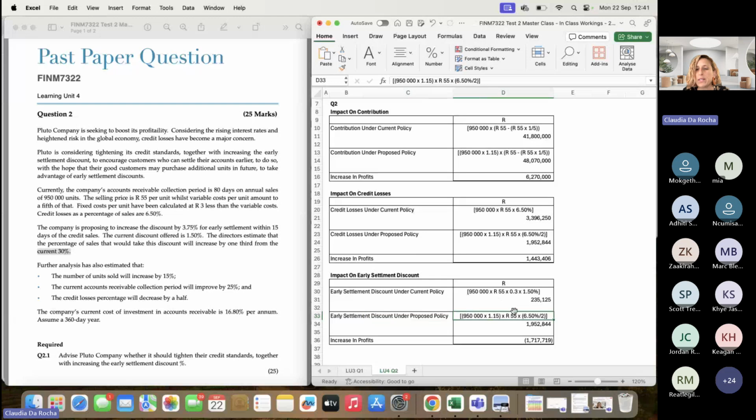So under the proposed policy, again, we're taking into account the increase in units. We times it by 55 Rand because that's the selling price. We're then going to times it by 0.3, because they told us only 30% of the debtors will take advantage. But they said that obviously the 0.3 will increase by 1/3. So just please be careful here. It's saying that it increased by 1/3.